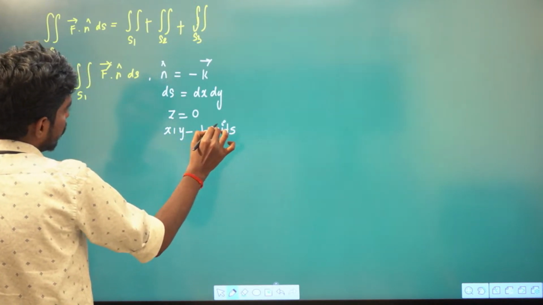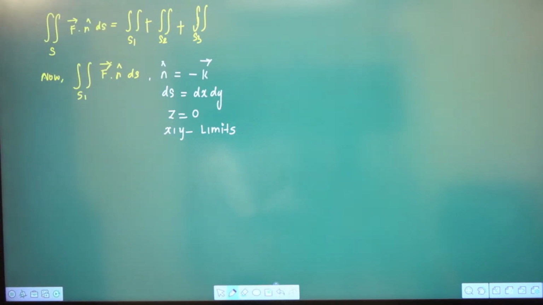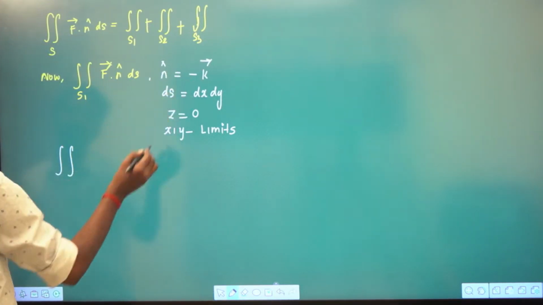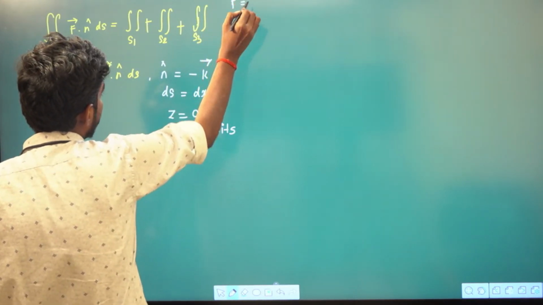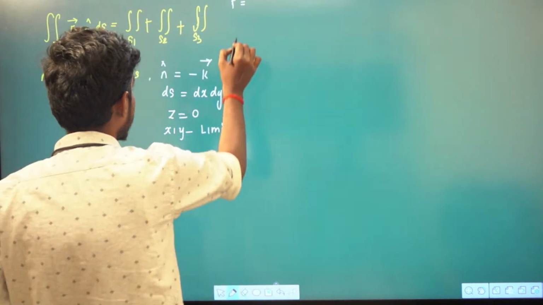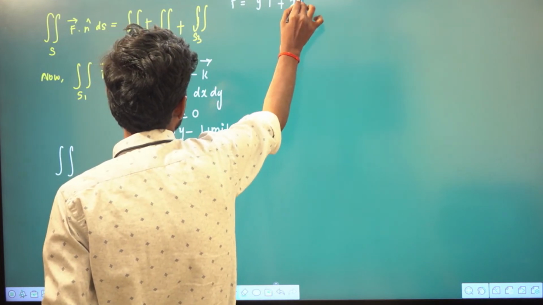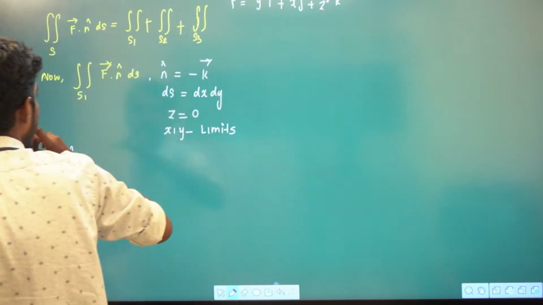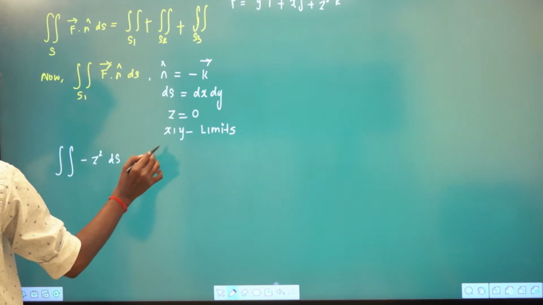We know x varies from minus 3 to 3. You can keep y as a variable, or y varies from minus 3 to 3 and you can keep x as a variable. That's your wish. Now you just find this. What is F dot n cap? What is your F vector? F vector is y i vector plus x j vector plus z square k vector. So your F dot minus k will be minus z square dS. This will be 0 because z is 0, right?